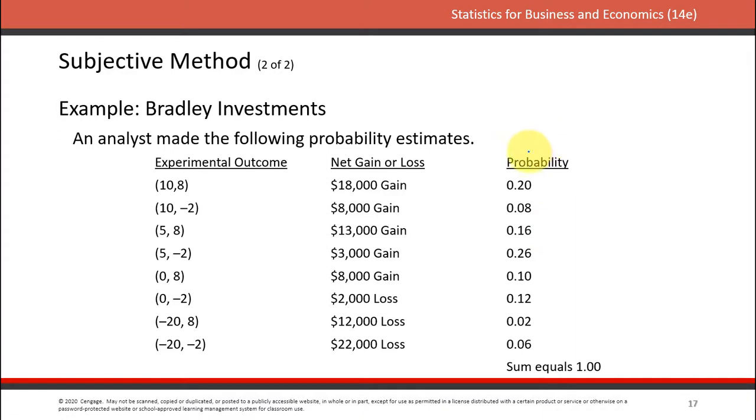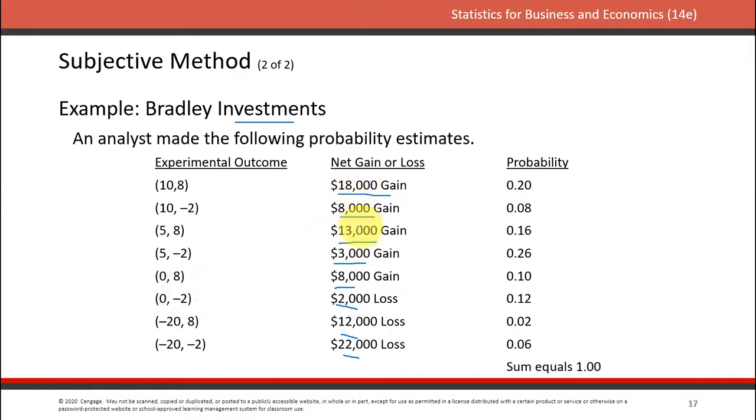Okay, so let's take an example. Let's look at that. So Bradley Investments, some kind of investment company, an analyst made the following probability estimates. Net gain or loss. So let's say there might be an $18,000 gain in this investment, in some investment. I'm not sure what these are. There might be an $8,000 gain. There might be a $13,000 gain. There might be a $3,000, an $8,000, a $2,000. I actually don't know what these mean here.